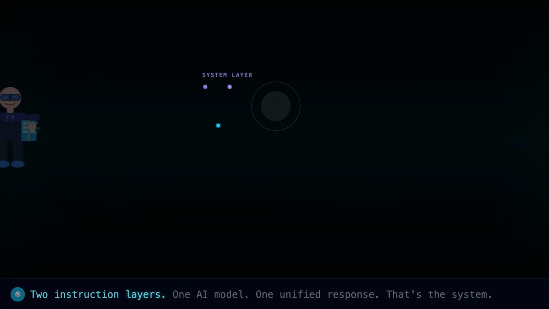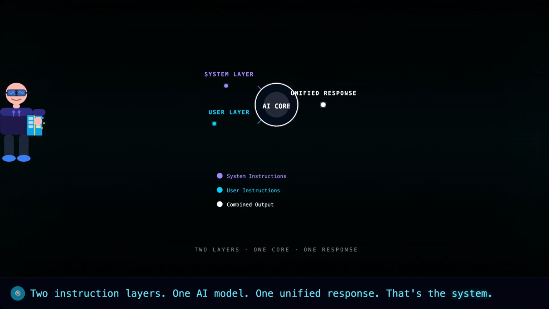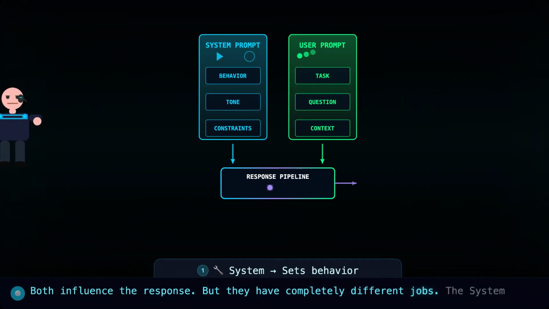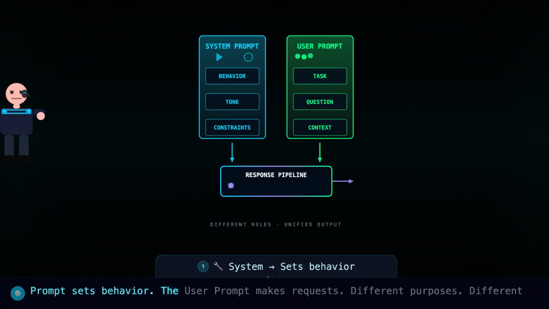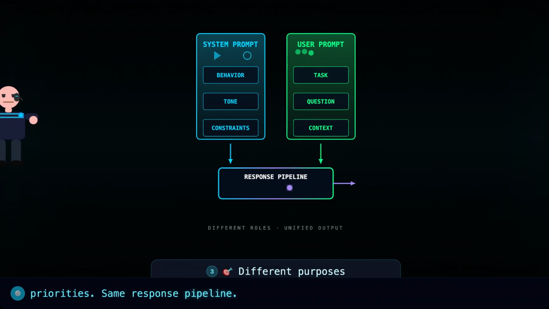2 instruction layers. 1 AI model. 1 unified response. That's the system. Both influence the response, but they have completely different jobs. The system prompt sets behavior. The user prompt makes requests. Different purposes. Different priorities. Same response pipeline.